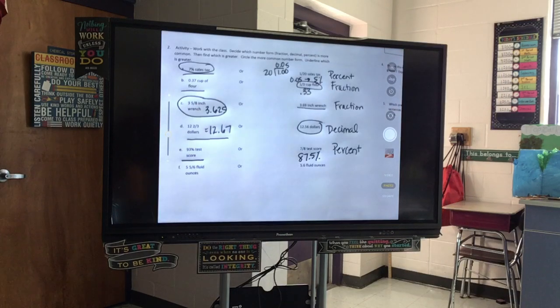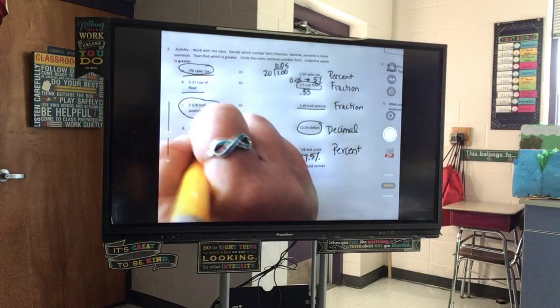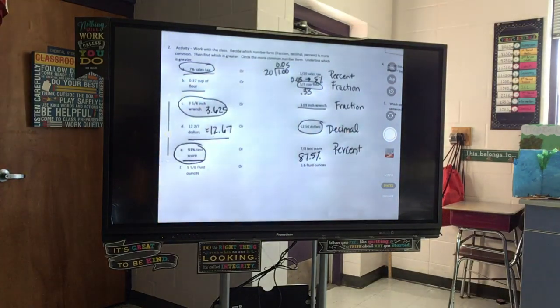All right, and then obviously which one is more common? 7/8 test score or 93% test score? Andrew? 93%. All right. Again, this is just practicing being able to identify and change from one to the next. All right, last one. It says 5 and 5/6 fluid ounces or 5.6 fluid ounces.